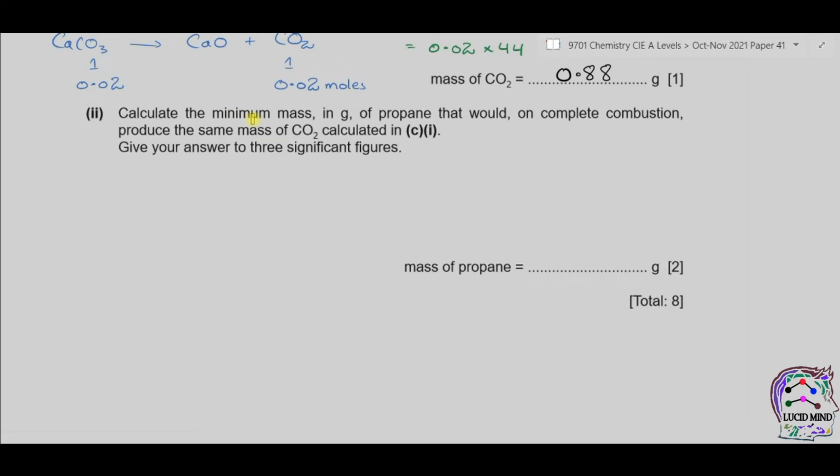Part 2, calculate the minimum mass in grams of propane that would on complete combustion produce the same mass of carbon dioxide calculated in C part 1. Give your answer to 3 significant figures. Now let's write the balanced equation for propane. In propane we have 3 carbon atoms, 8 hydrogen atoms. It combusts in the presence of oxygen to form carbon dioxide and water.